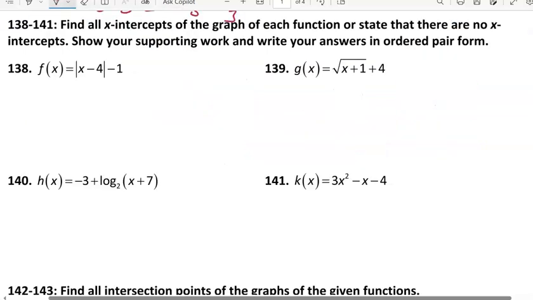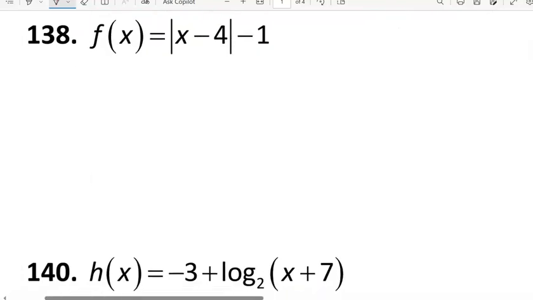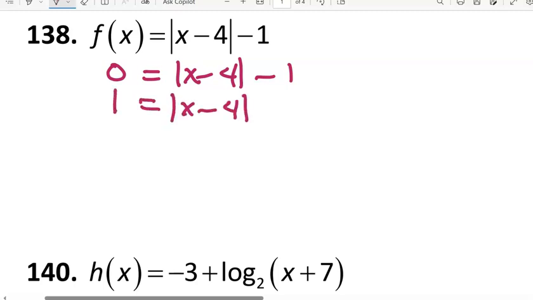In 138 through 141, we're asked to find the x-intercepts. So in this case, we're going to let y equal 0 and solve for x. So if we let y equal 0, 0 is equal to the absolute value of x minus 4, minus 1. Now we have to undo the operations in reverse order. So if we followed order of operations and replaced x with a value, we would subtract 4, take the absolute value, and then subtract 1. So that means that subtract 1 needs to be the first to go away. That's going to be accomplished by adding 1 to both sides.